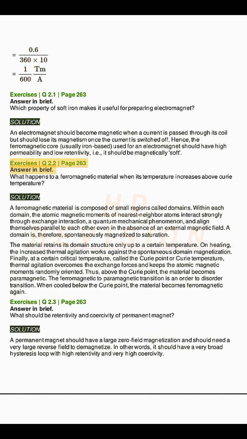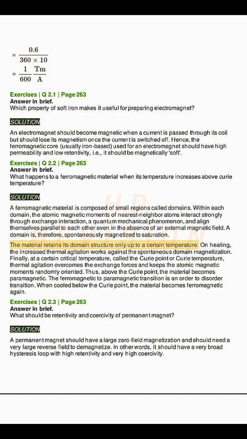Exercises Q2.2, page 263. Answer in brief. What happens to a ferromagnetic material when its temperature increases above the Curie temperature? Solution: A ferromagnetic material is composed of small regions called domains. Within each domain, the atomic magnetic moments of nearest neighbor atoms interact strongly through exchange interaction, a quantum mechanical phenomenon, and align themselves parallel to each other even in the absence of an external magnetic field. A domain is, therefore, spontaneously magnetized to saturation.